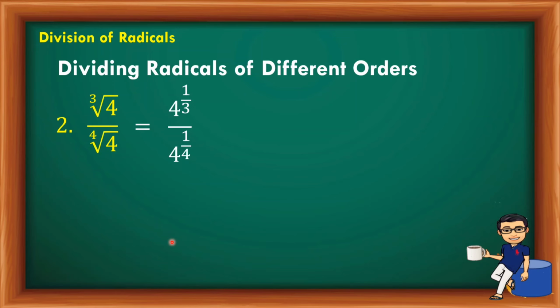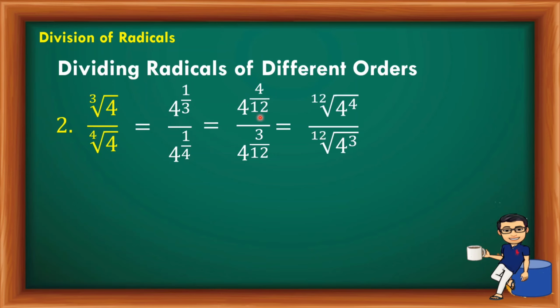So, in that case, we are going to work on and change that again to fractional exponent. And we have this. Okay? So, 4 raised to 1/3, 4 raised to 1/4. Okay, tapos, i-change natin para maging parehas ng index. So, LCD nila ay 12. 12 divide 3 is 4 times 1 is 4. 12 divide 4 is 3 times 1 is 3. So, that's the time na pwede na natin i-change sa radical expression.